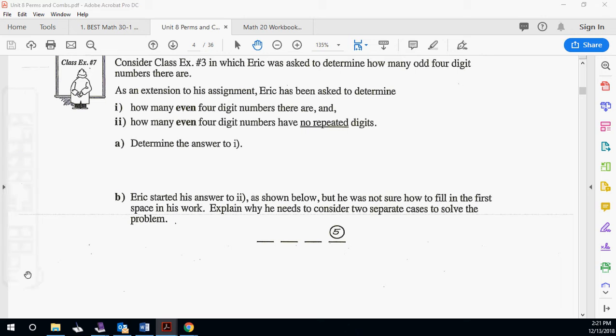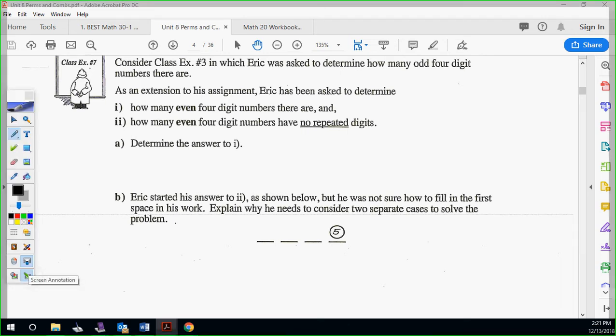All right. Consider the class example 3, in which Eric was asked to determine how many odd 4-digit numbers there are. Now we're going to do an extension of that. So the one we talked about with odds, we're going to talk about evens. So how many even 4-digit numbers there are, and how many even 4-digit numbers have no repeated digits. Okay? So part 1's fairly straightforward and easy, but part 2 is going to take a little bit of work. Okay? So let's look at part 1.